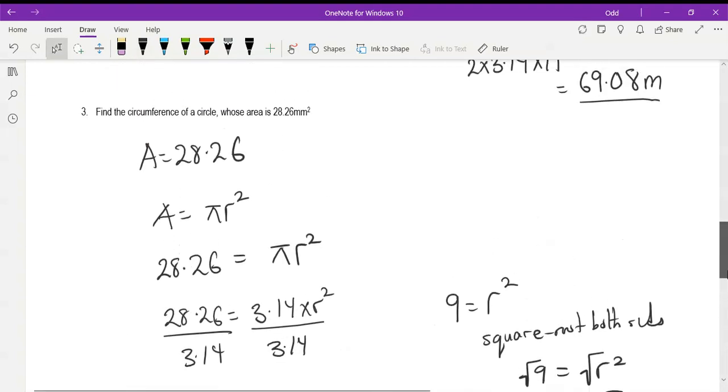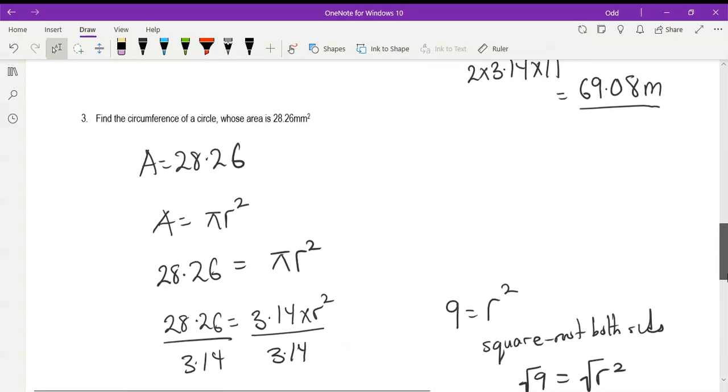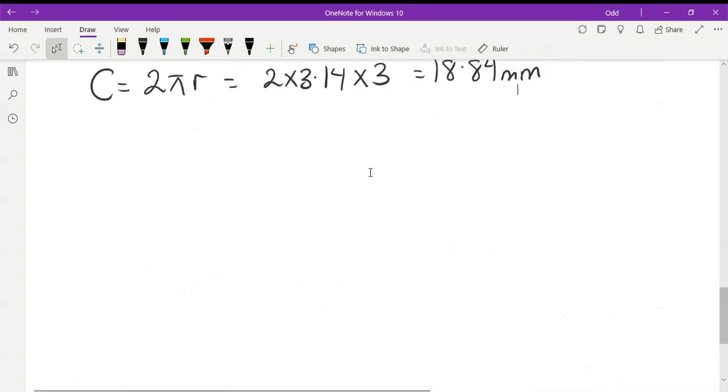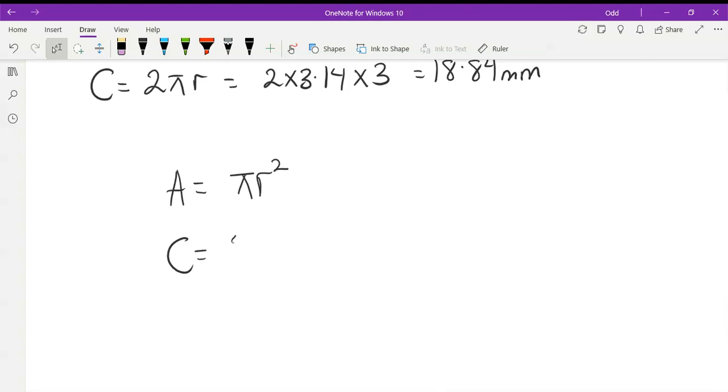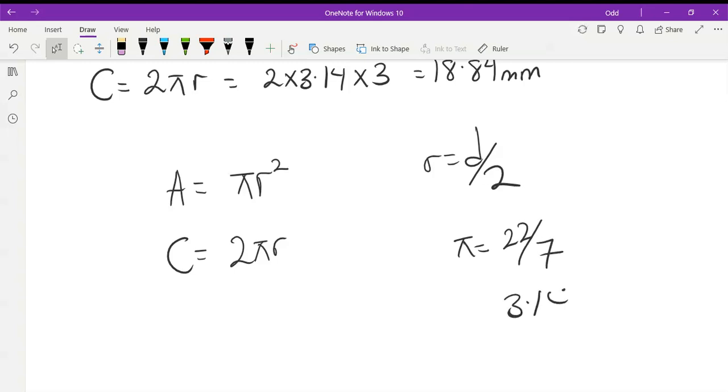As long as you know your formulas, I'll just put them here again. The area of the circle is pi r squared. The circumference of the circle is 2 pi r. And we know that r is also d over 2, that's diameter divided by 2. And pi, some people use 22/7 or 3.14.